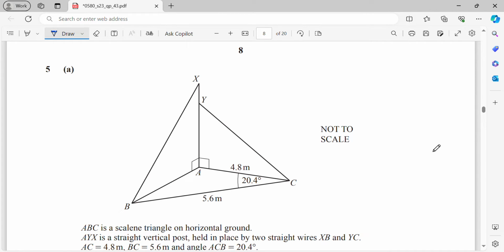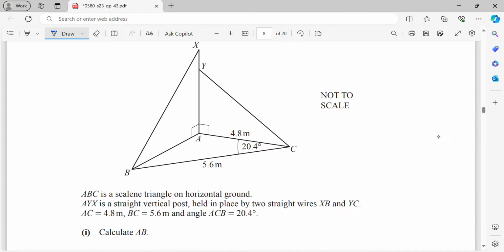Now for question number 5, A. ABC is a scalene triangle on horizontal ground. AYX is a straight vertical post, held in place by two straight wires XB and YC. Now AC is 4.8 meters, BC is 5.6 meters, and angle ACB is 20.4 degrees. Now the first part: calculate AB.